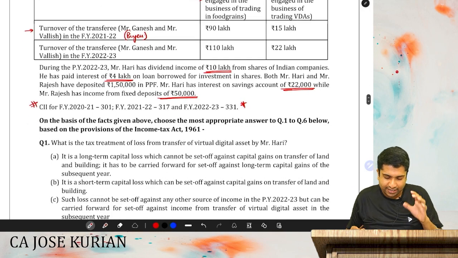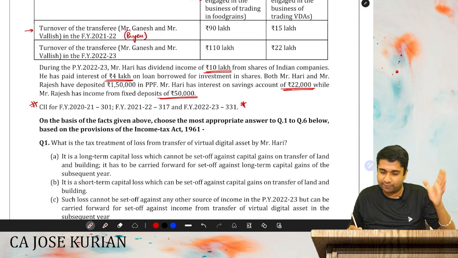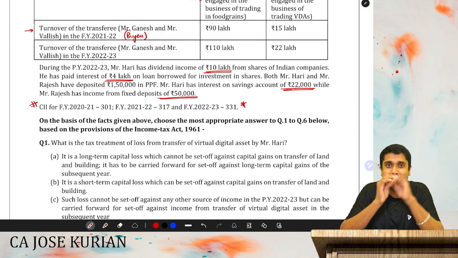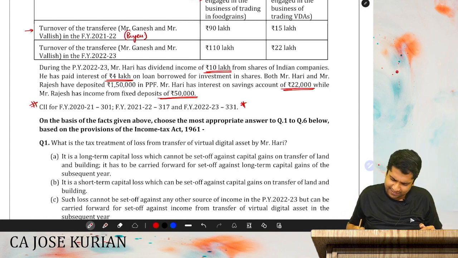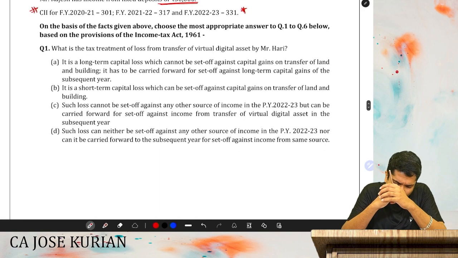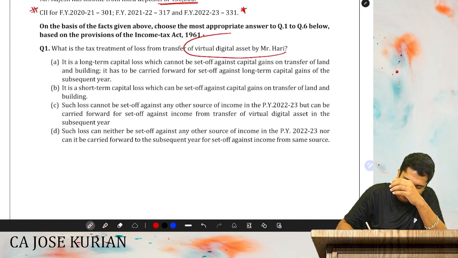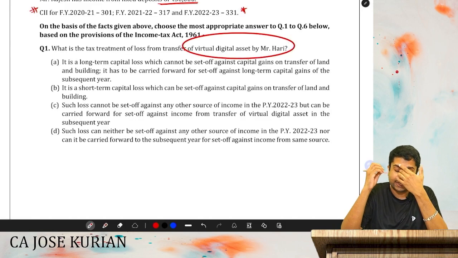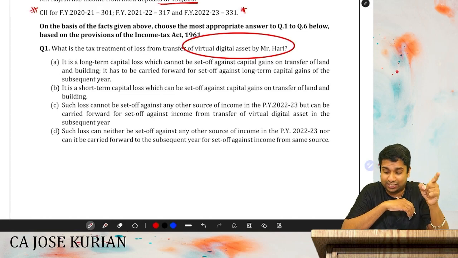On the basis of the facts given above, choose the most appropriate answer to questions number 1 to 6 below based on the provisions of the Income Tax Act. So this is a paragraph based MCQ. On this paragraph, you are supposed to answer the remaining questions. So let's solve it together. Let's understand the first question. What is the tax treatment of loss from transfer of virtual digital assets by Mr. Hari?